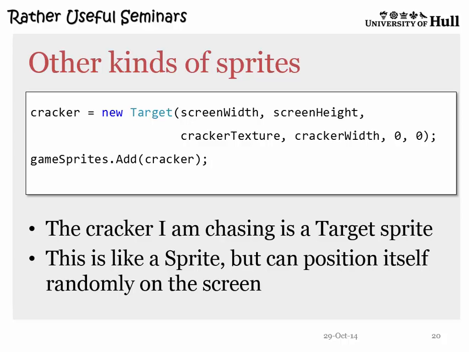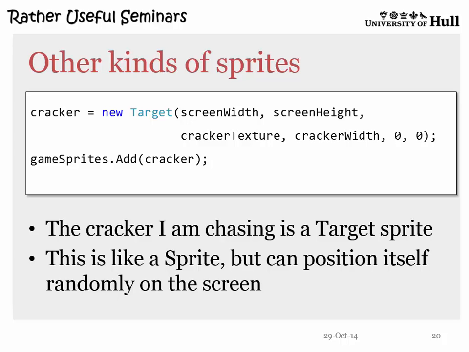So, sprite's fine, but it's a bit dumb. It can't do much. Target is a new kind of sprite I invented based on the old one, but this guy has the ability to place itself randomly on the screen. So I would say to Mr. Target, hey, place yourself randomly, bang, and it moves itself around. Okay? And I set it up just the same way. Width of the screen, height of the screen, the texture for the cracker, how wide the cracker wants to be. Put it at 0, 0 to start with if you like. It'll get moved very soon after it's been created. And then off we go.